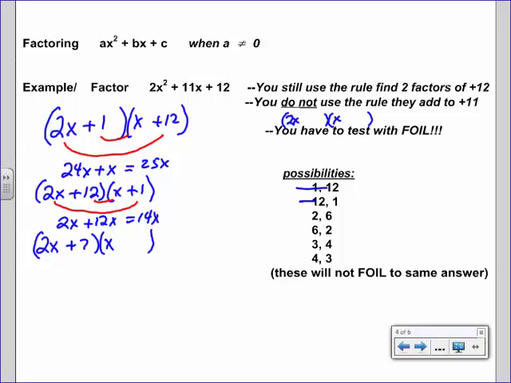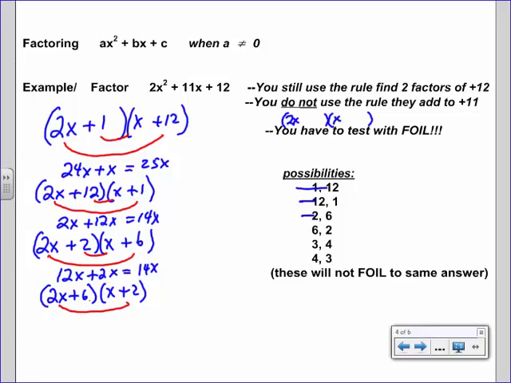Now we'll try the 2 and the 6. That gives us 12x plus 2x, 14x. Again, not the 11x we're looking for. Flipping it around, 2x plus 6 and x plus 2. Outside and inside, that looks like 4x plus 6x. It's 10x, close, but it's not what we're looking for.